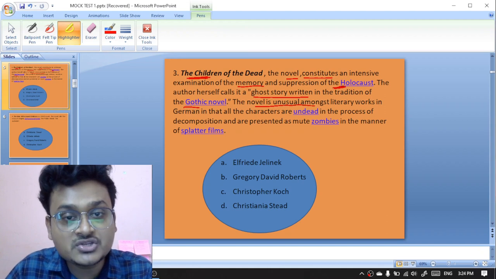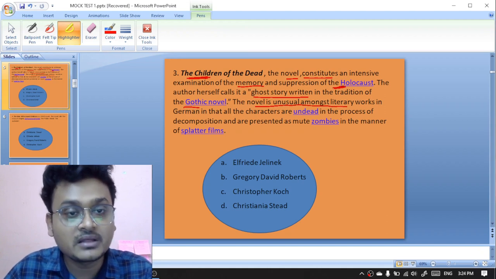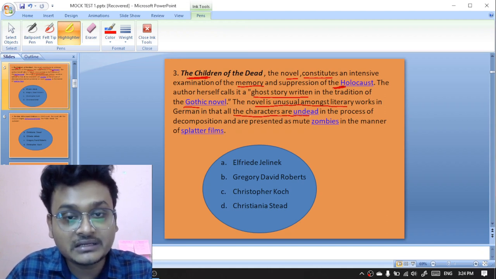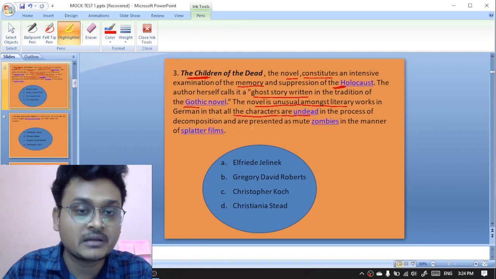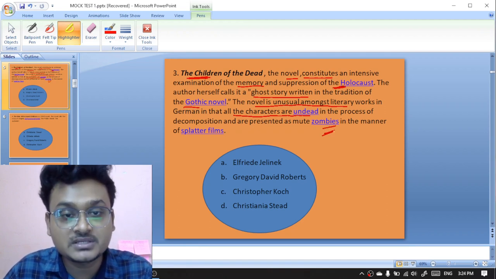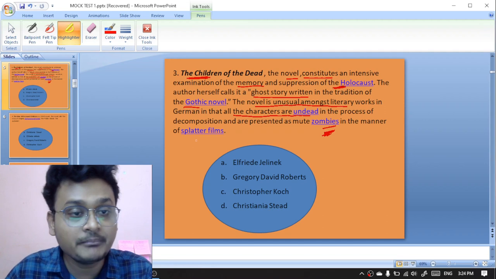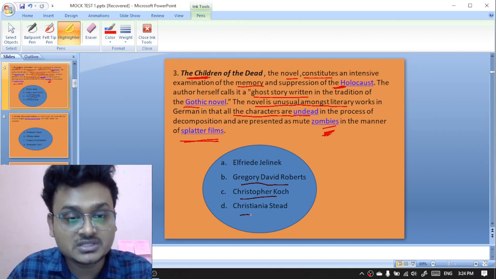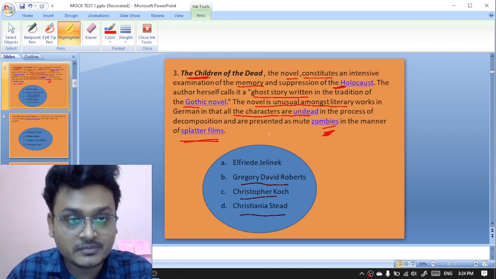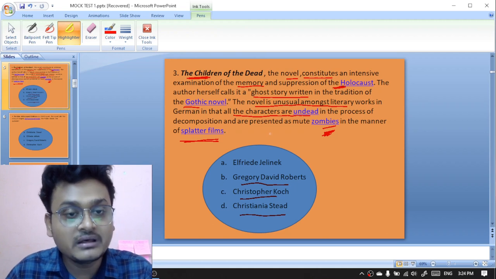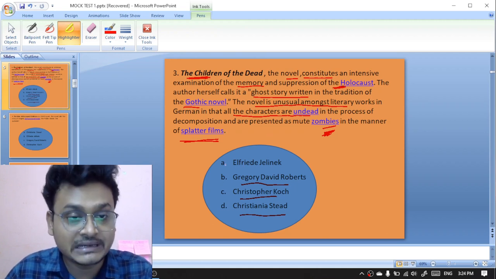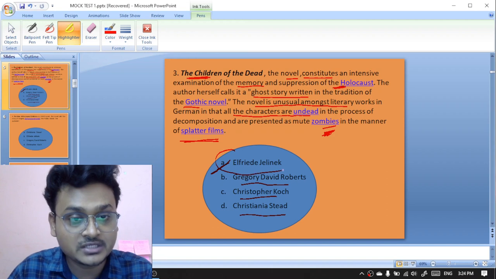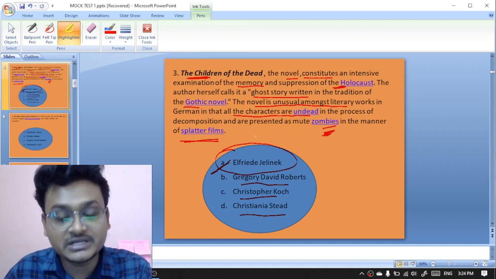The novel is unusual amongst literary works in German in that all characters are undead, in the process of decomposition, and are presented as mute zombies in the manner of splatter films. So who is the writer here? Alfred Jelinek, Gregory David Roberts, Christopher Koch, Christina Stead. The Children of the Dead is the famous novel written by Elfriede Jelinek.